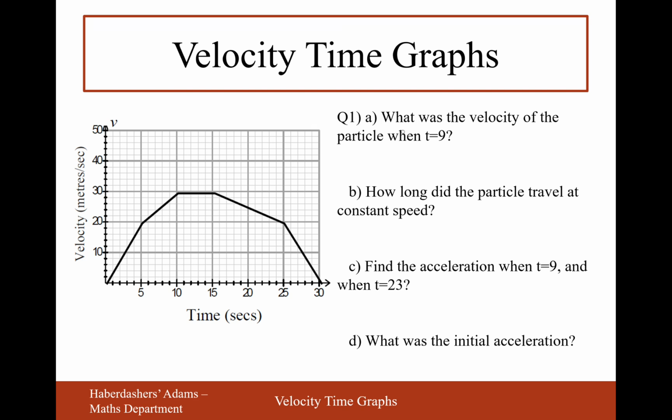Okay, so let's have a go at the first question then. What was the velocity of the particle when time equals 9? Well, time equals 9 would be at this point here on the graph. So I reckon it would be about 28 meters per second. So that's just a question of reading the graph.